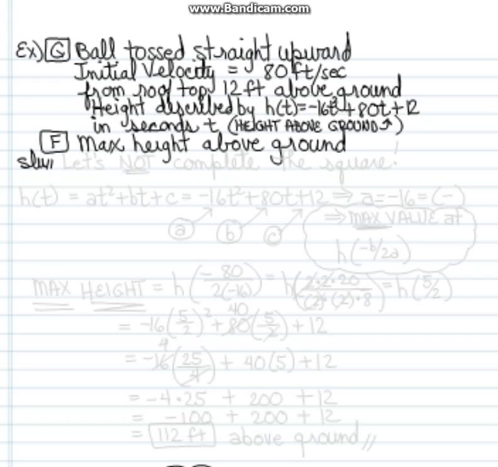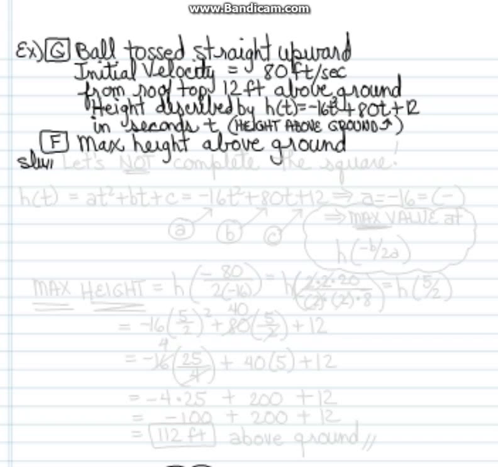The height is described by the function h of t equals negative 16t squared plus 80t plus 12, in seconds and t. And the 80 feet per second is where it manifests itself in the equation, at 80t. Find the maximum height above the ground.